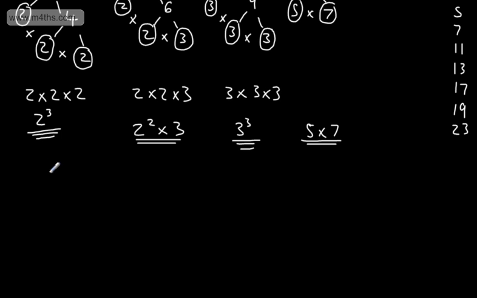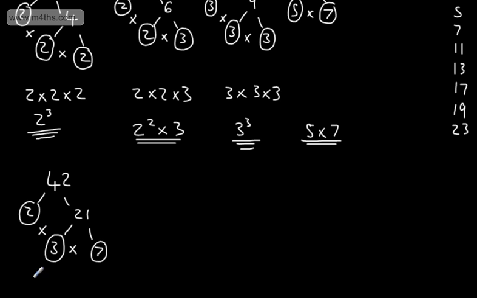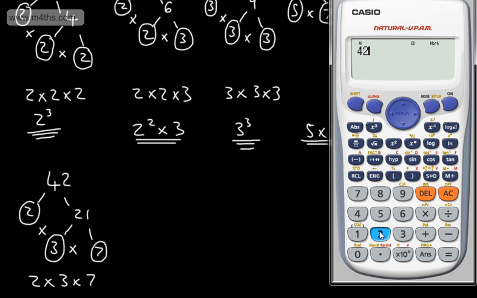Let's go ahead now and look at 42. Can we divide this by 2? Yes, we can. That's going to give me 21. Can we divide this by 2? The answer is no, so I'm going to divide it by 3. That's the next prime number, and that is going to leave me 7. So as a product of its prime factors, we can say this is 2 times 3 times 7. And again, if we wanted to check that, 42, we hit equals, shift, fact, and we get now 2 times 3 times 7.